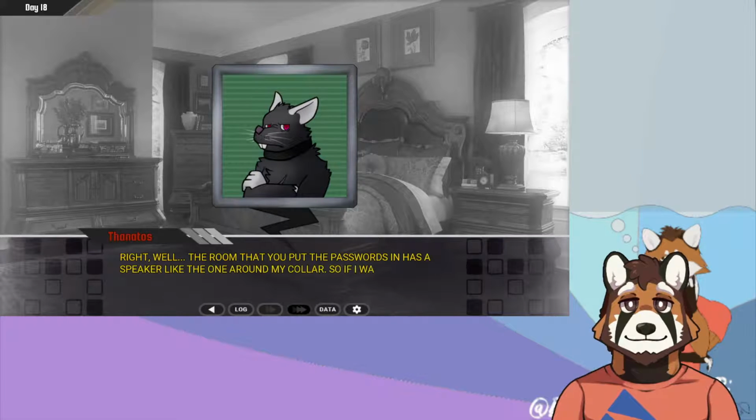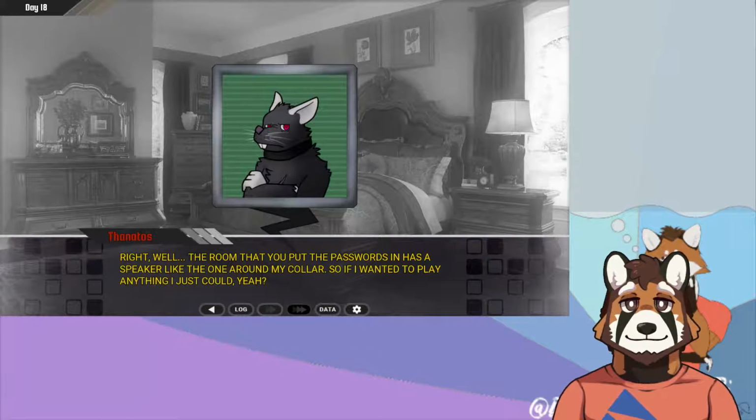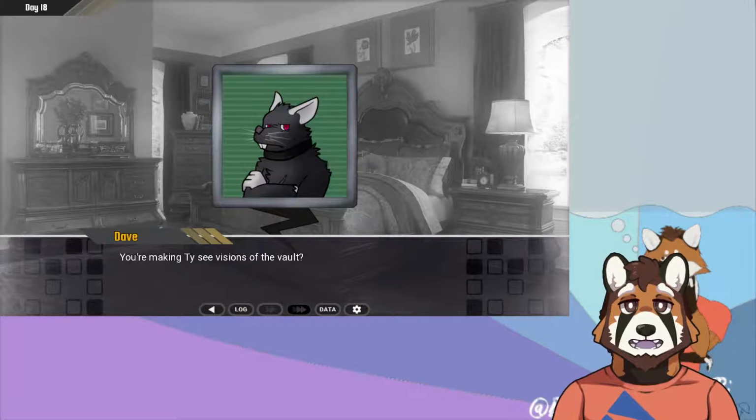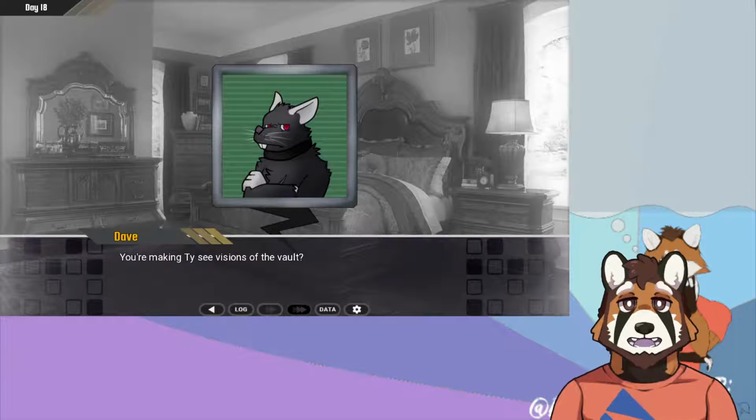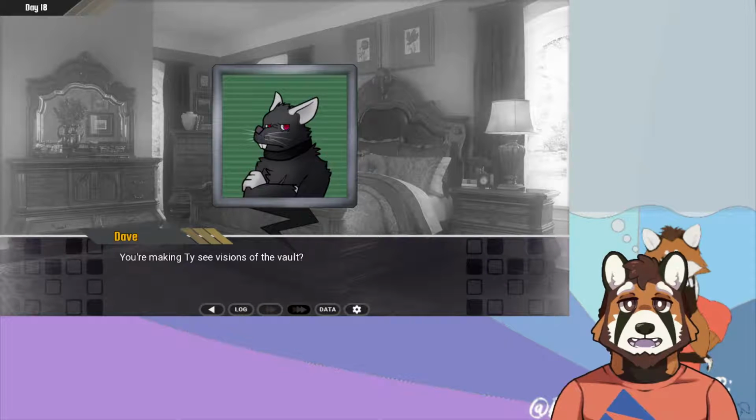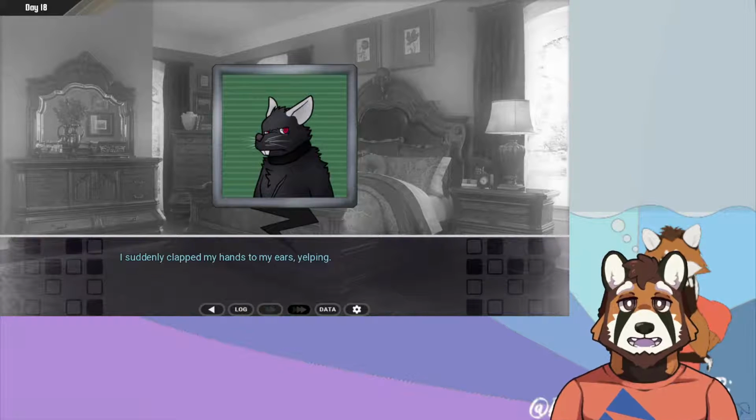Right, well. The room that you put the passwords in has a speaker like the one around my collar. So, if I want to play anything, I just could. Yeah? You're making Ty see visions of the vault? So technically I could just go around in this universe and start playing high frequencies and making people pass out? Awesome! Nope, I just have to make him go nuts. Easy enough done by playing something like... Oh, no, I'm kidding.